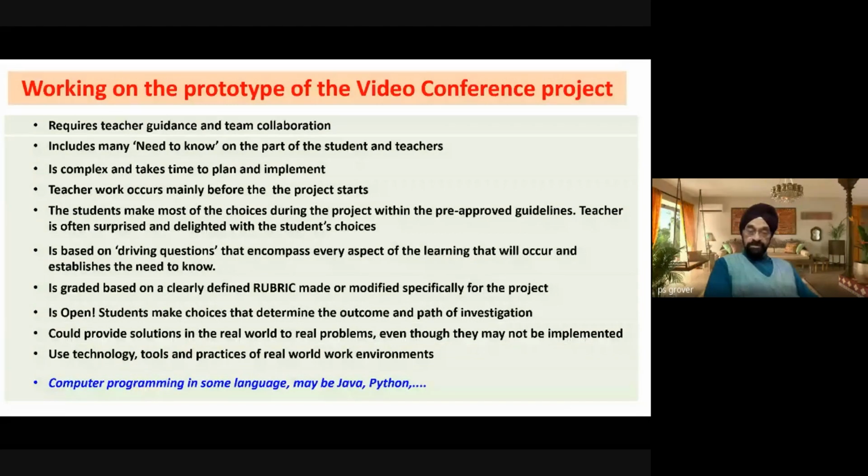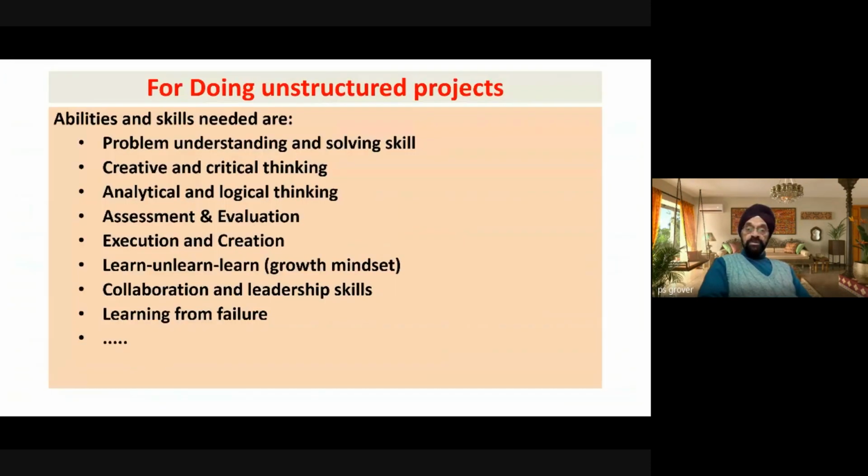Use technology, tools and practices like this. So here is computer programming also. The student is learning about computer programming. He might have learned Java, but then the project says you learn about Python because there are certain AI constraints also. He learned about that. None of these was available to the student in the class, in the lecture.